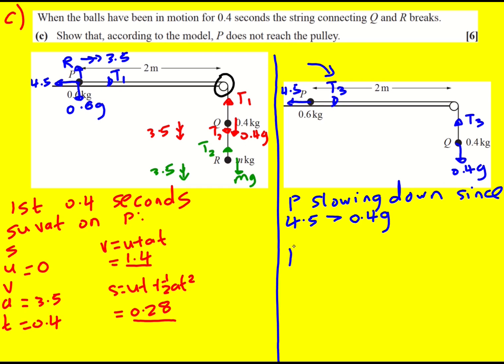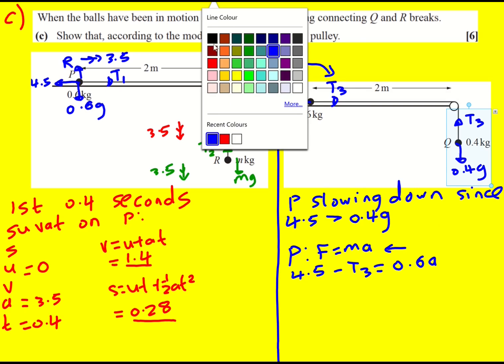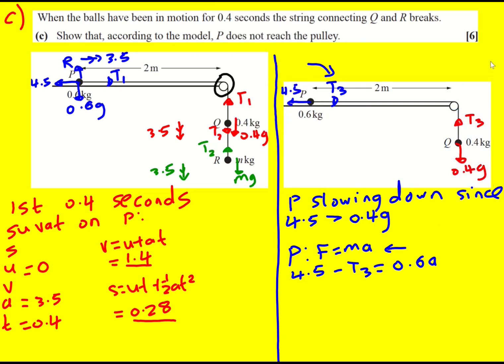So if I look at P and apply F equals ma, because it's going to be accelerating to the left now, let's apply F equals ma to the left. So 4.5 minus T3 is equal to 0.6a. Sorry, I should have done these, I always like to do them in different colors just to highlight they are forces on different particles. So let's go with that.